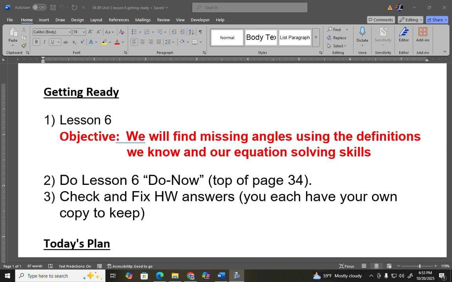So today we're on lesson 6, which is about using algebra and geometry. We will find missing angles using the definitions we know and our equation solving skills.